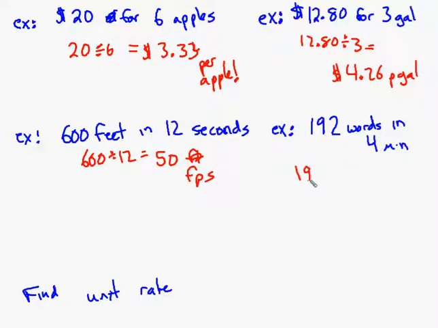All right, and 192 divided by 4, what do we get? 368. 4.75. 192 divided by 4? Oh, I did 19 divided. 48. My bad. What is this? 48. So 48 words per minute. Okay.